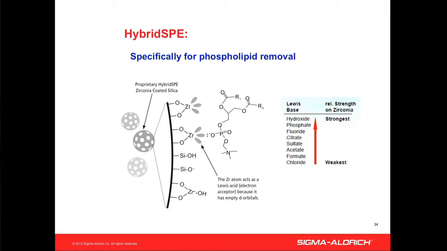This is showing you a scale of Lewis base strength. And as I say, phosphate is really quite strong. The only real way to displace phosphate is with hydroxide. But this is useful here in the fact that particularly formate, acetate, and citrate, these carboxylates, are less strong Lewis bases, and we can use them in some modified protocols.